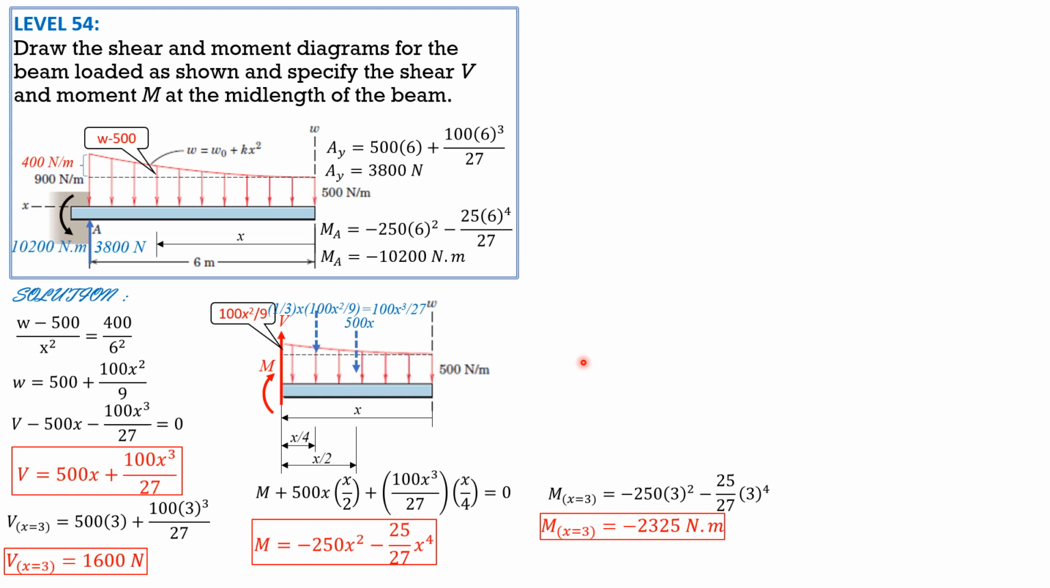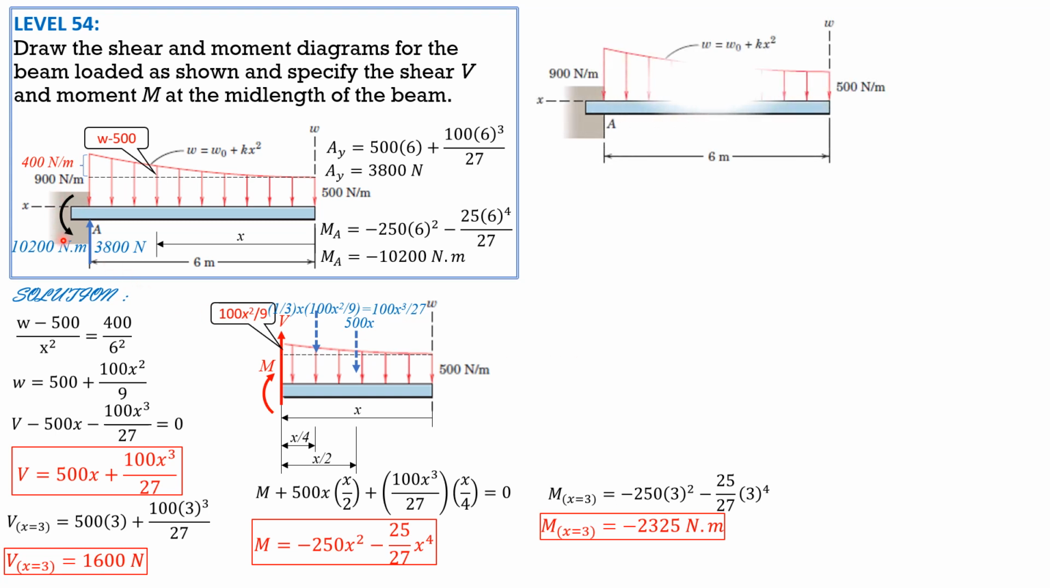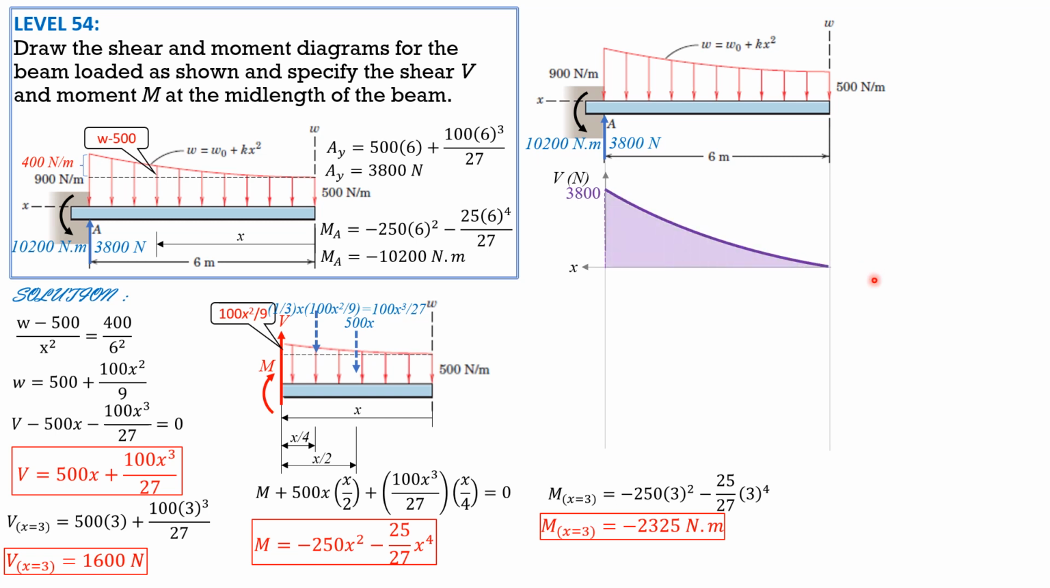So we are now ready to sketch the shear and moment diagram. So this is the moment, and that's the shear. Beginning with shear 0, then 3,800, then we have a loading which is negative and decreasing. Negative decreasing is like that, as shown. So that's the shear diagram.